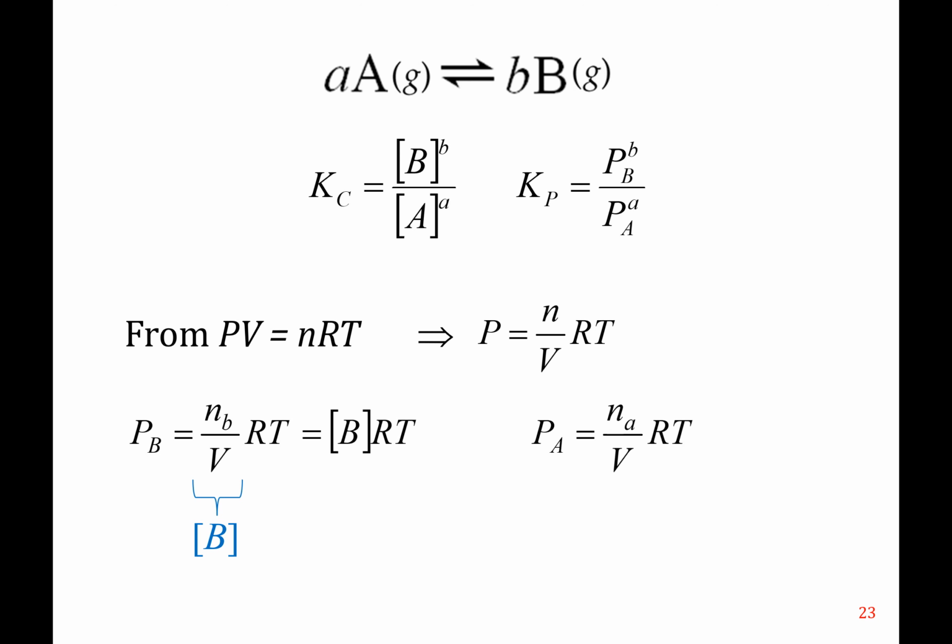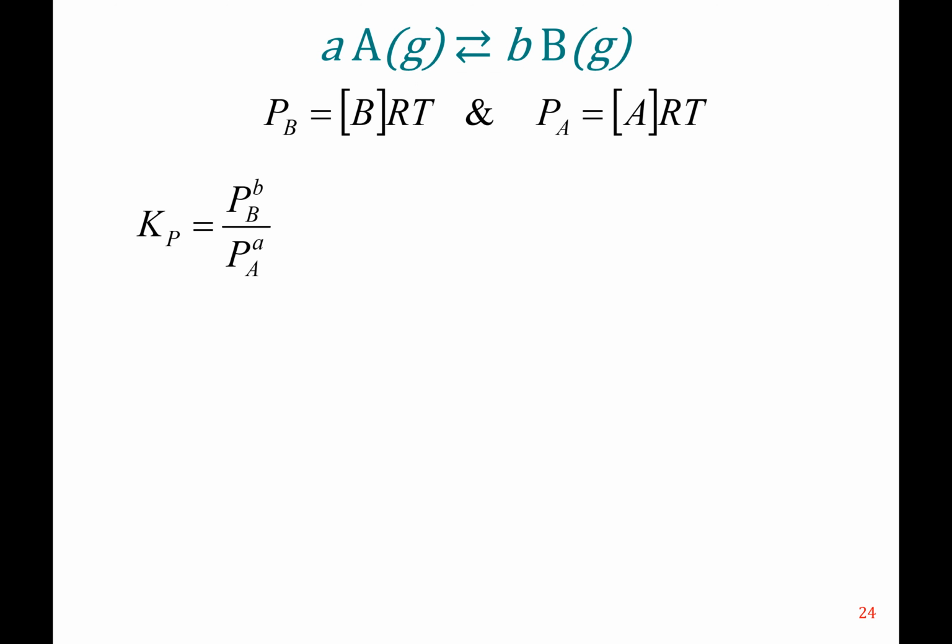We can rearrange this to say that the pressure of B is equal to the concentration of B times R times T. And we can write that the pressure of A is equal to n of A over V times R times T. And again, n of A over V is the concentration of A, so we can rewrite this as the concentration of A times R times T.